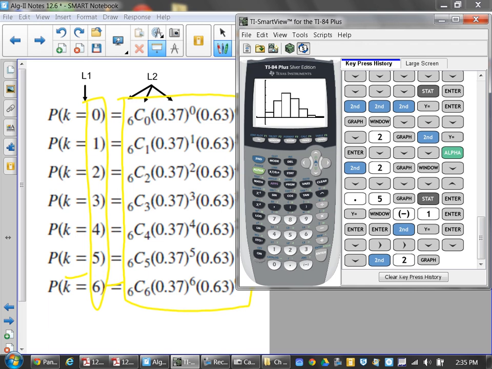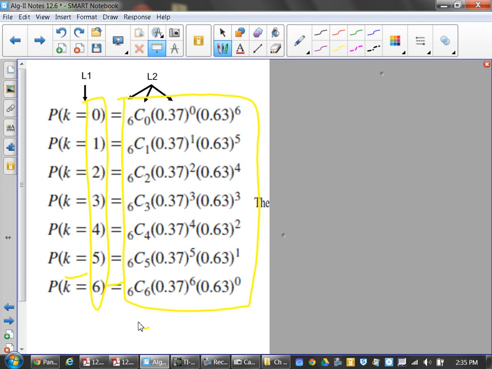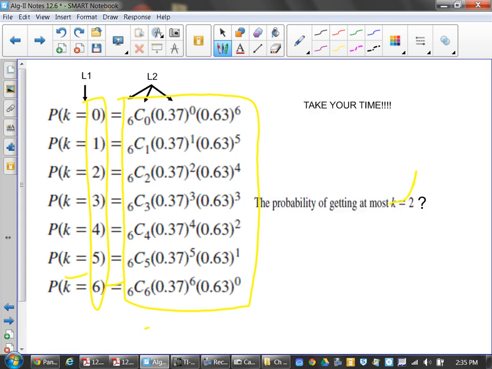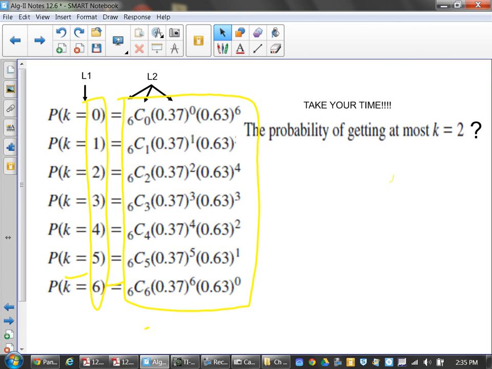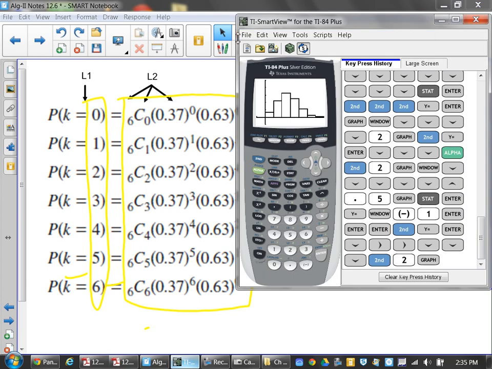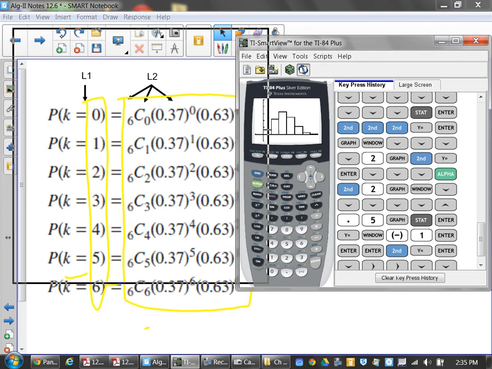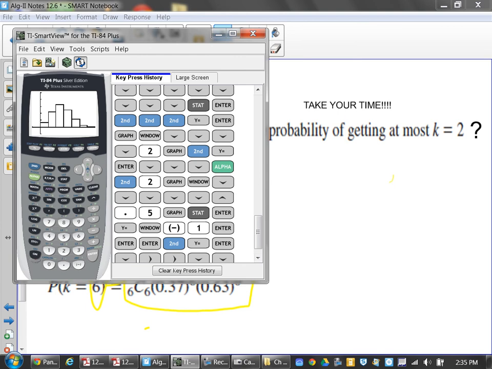That is a histogram. The reason why I wanted to make sure you guys saw how to create histograms is because eventually, or maybe even today, I want you guys to look at this question via your calculator. What is the probability, according to your data set, of getting at most 2 people out of the sample of 6 here that believes in UFOs? At most 2.